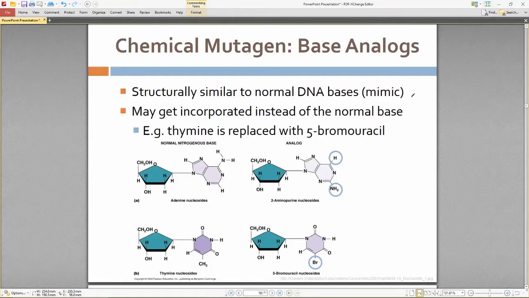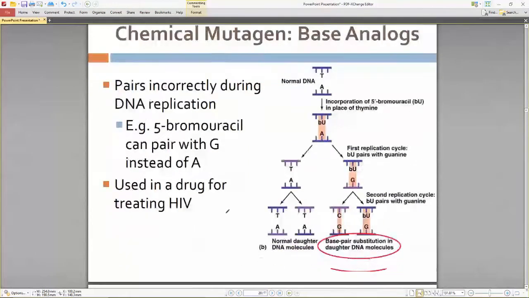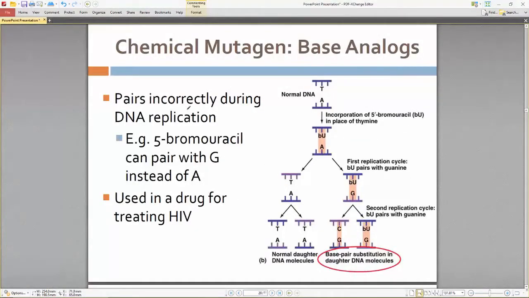Let's look at an example of a chemical mutagen. Base analogs. So base analogs are structurally similar to normal DNA bases, so they can almost mimic them, and they can get incorporated into the DNA instead of a normal base. So for example, thymine can be replaced with 5-bromouracil. So what happens?